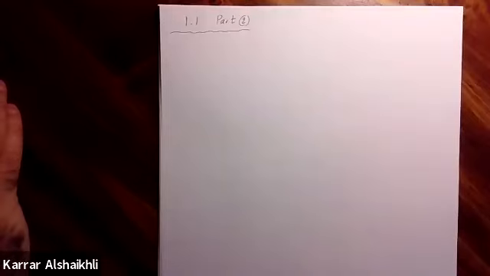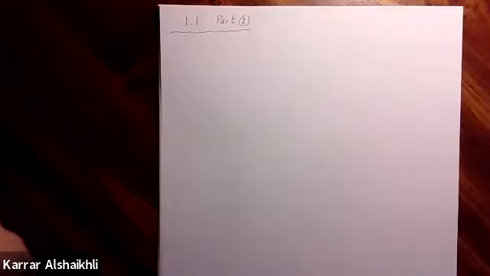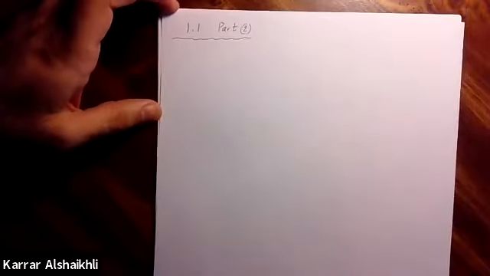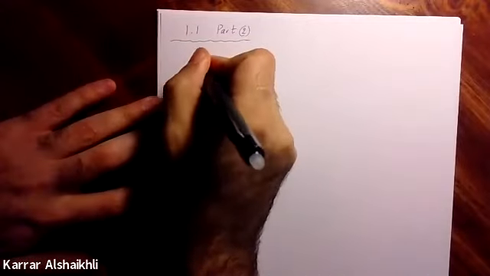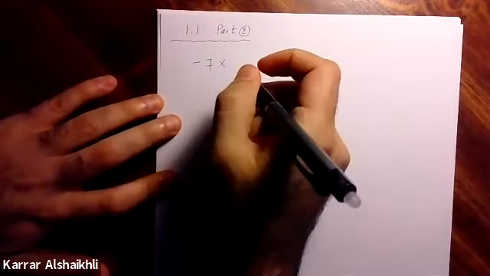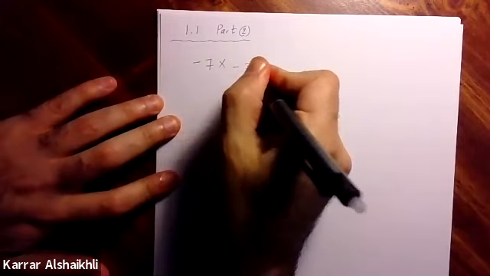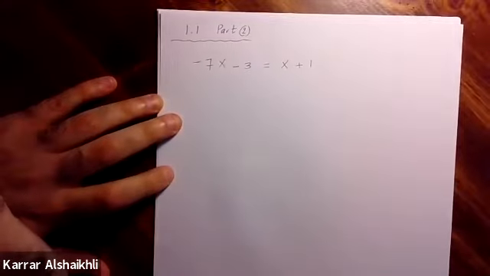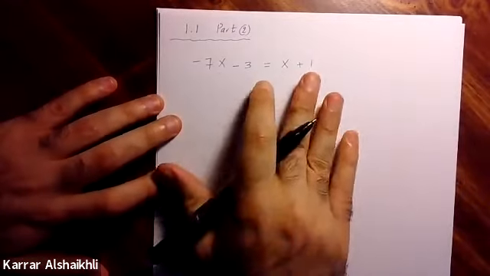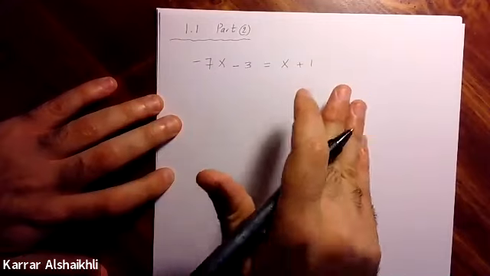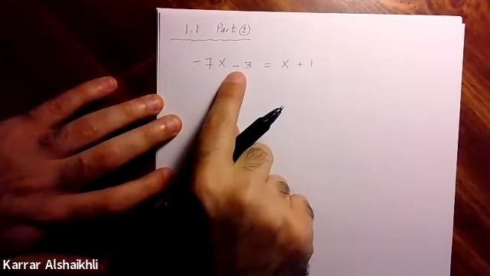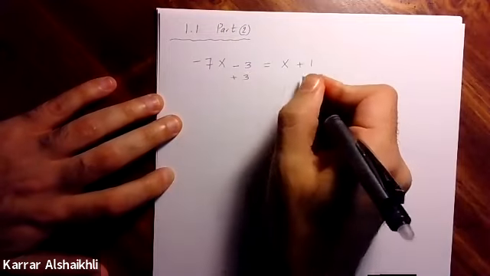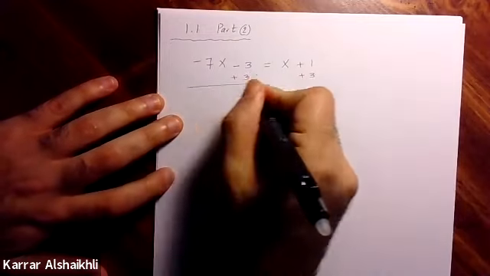So let's start with the first example about how to solve linear equations, so you can refresh your memory. If we have negative 7x minus 3 equals x plus 1. Again, we always know we're going to move the variable to the left side and the numbers to the right side. I'm going to start by moving this number to the other side. So it's minus 3. I'm going to add 3 to both sides.